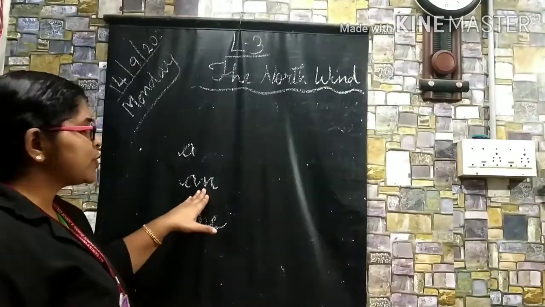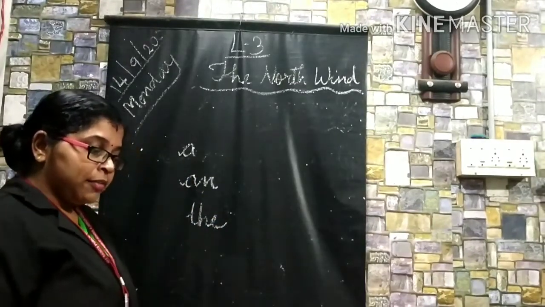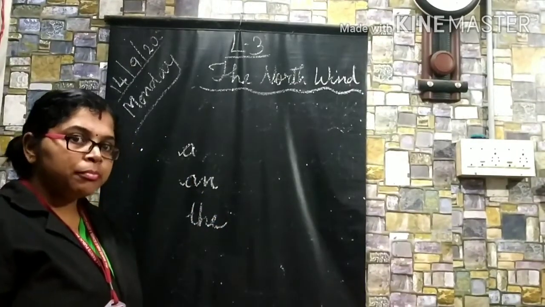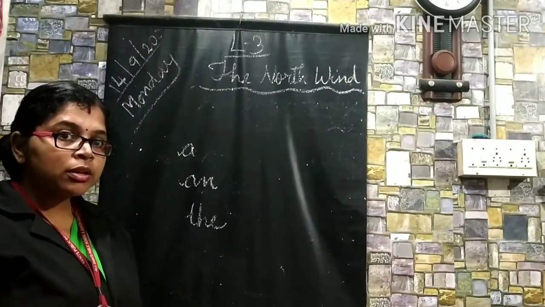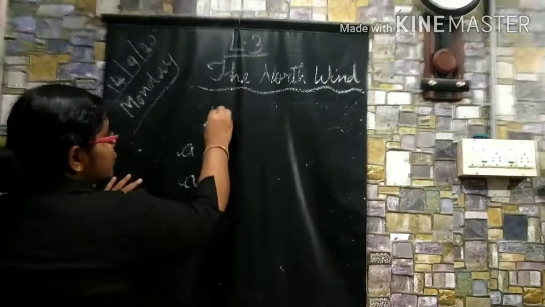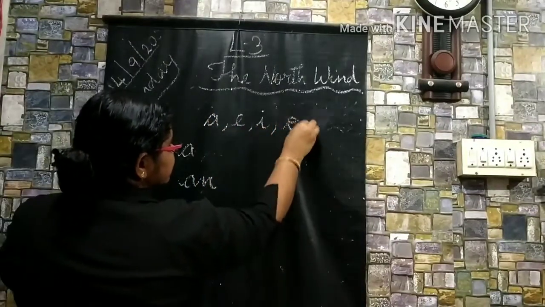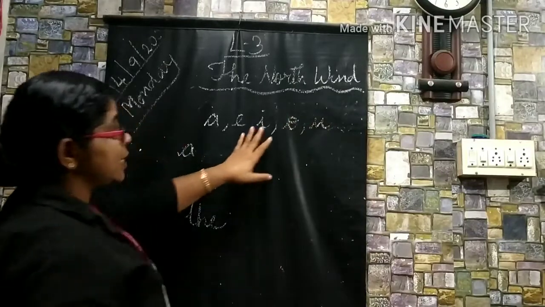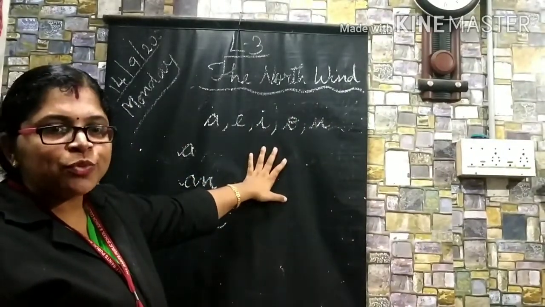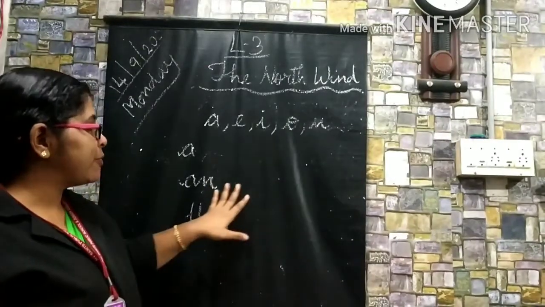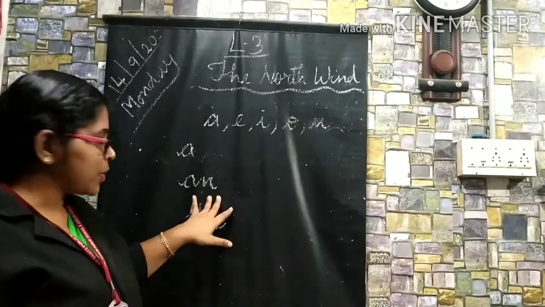Now, where do you use an? You use an before what? Do you know this? What is this? Yes, these are vowels. So wherever vowels come, before that you use an. Okay?